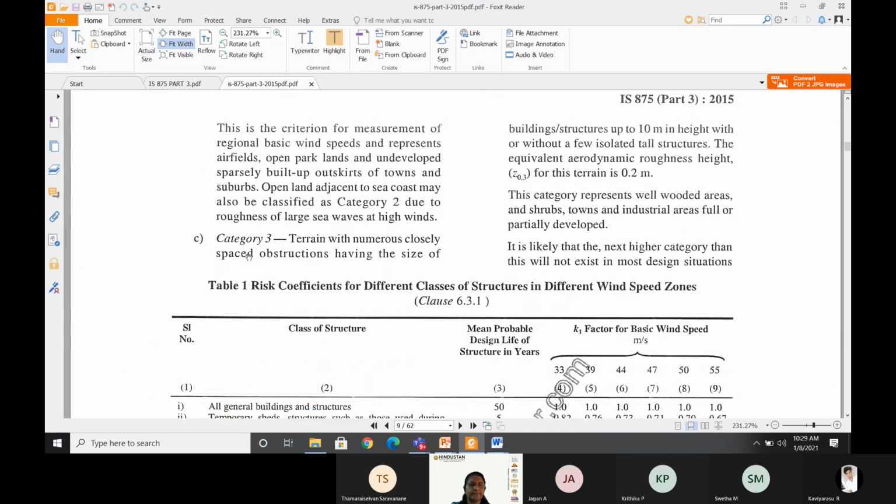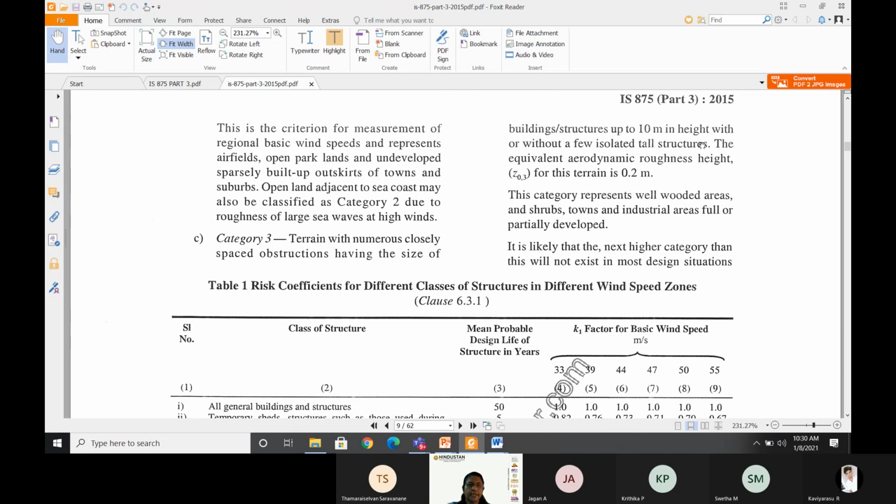Now category 3: a terrain with numerous closely spaced obstructions having the size of buildings or structures up to 10 meter in height, with or without a few isolated tall structures. So category 3 is a terrain with many closely spaced structures surrounding it with a maximum height of 10 meter, and very few isolated tall structures near the proposed building. That type of terrain is called terrain category 3.